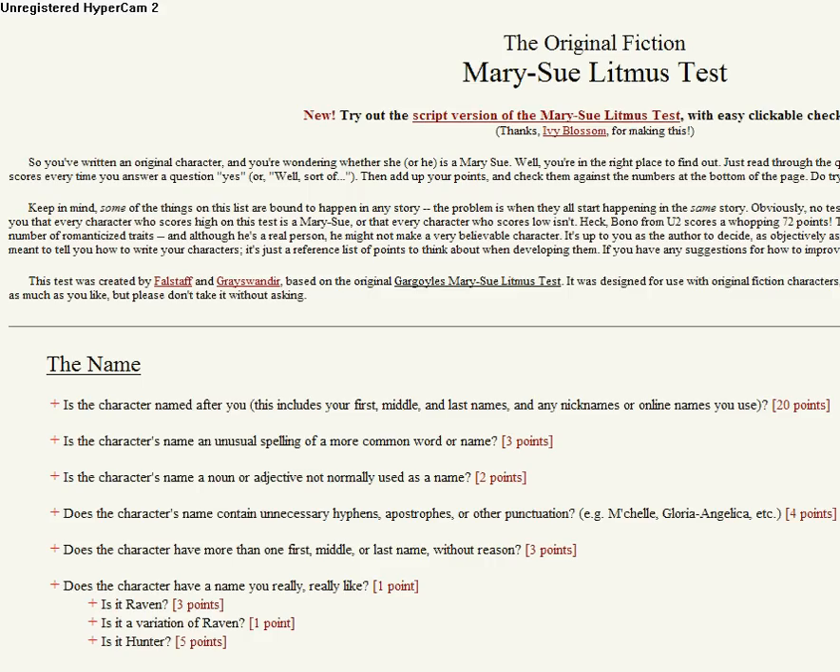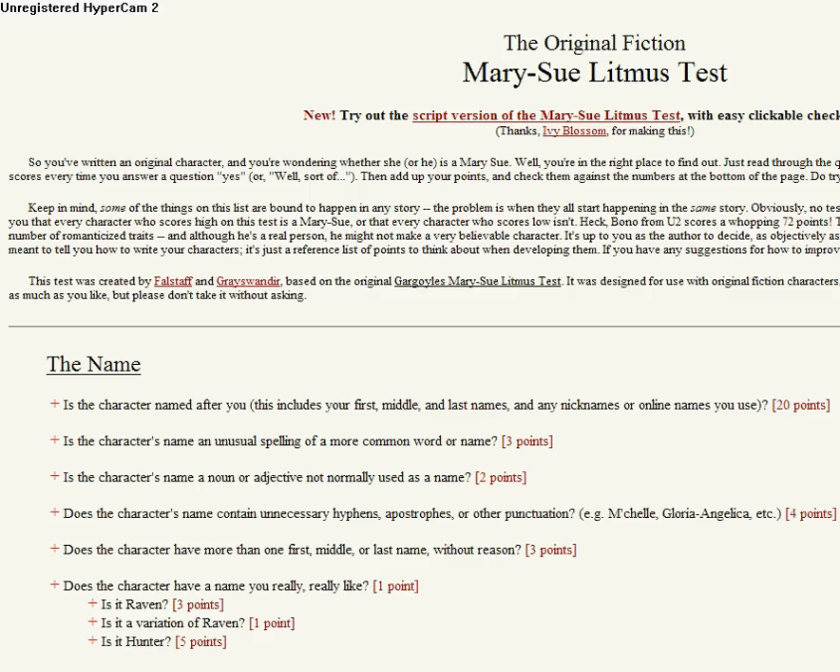Well, anyway, this is the original fiction Mary Sue Litmus test thingy from http://www.onlyfiction.net/Mary Sue HTML. Whatever, this basically just tells you how bad your Mary Sue characters are, and before I waste any more of my time trying to do this again, let's just read this, because I am mildly irritated. Let's begin. Okay. So, you've written an original character, and you're wondering whether he or she is a Mary Sue.